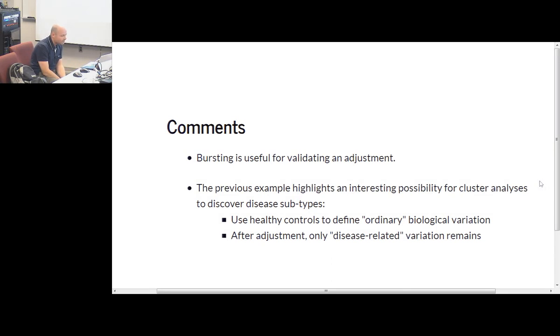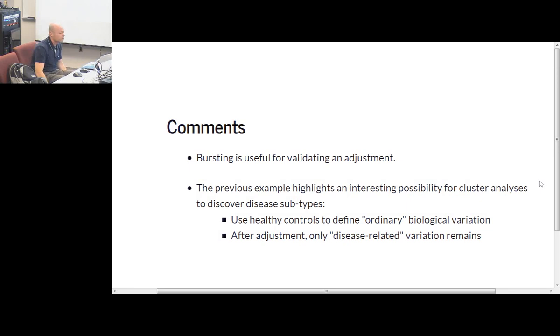And the idea would be this. Say that I want to do some sort of cluster analysis and I want to discover disease subtypes. Very often when you do a cluster analysis to try and discover disease subtypes, you find clusters, but then it's kind of an open question: of these clusters that I found, do they actually have anything to do with the disease? There might clearly be some clusters, but are they disease-relevant clusters?